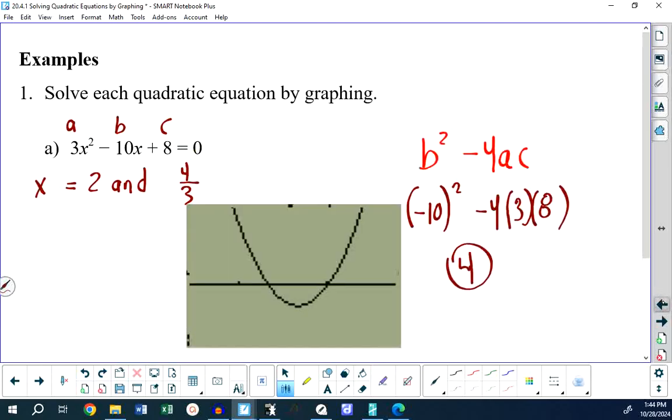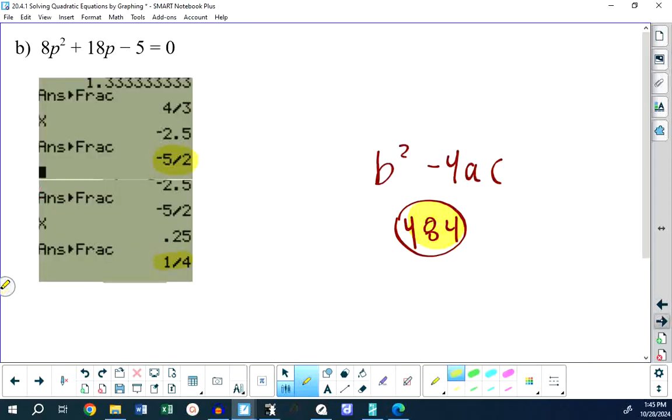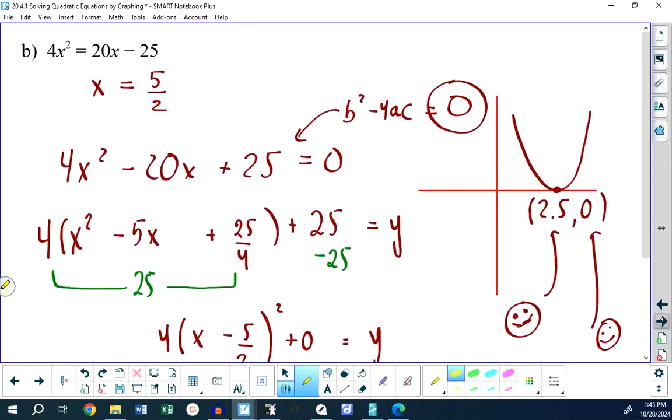Here's my question. What do all of these numbers have in common? 4, which gave us rational. 484, which gave us rational. 121, which gave us rational. 0, which gave us rational. I think there was 169, which gave us rational. What do they have in common? Do you know, Colin? Perfect squares. They're perfect squares. And that may not seem important to you right now, but it will be for tomorrow and moving forward. If b squared minus 4ac is a perfect square, then your solutions will be rational numbers. Okay? All right, let's move on.